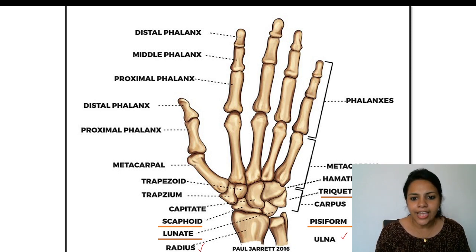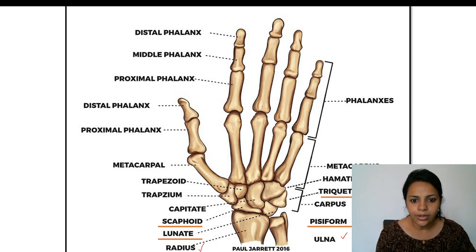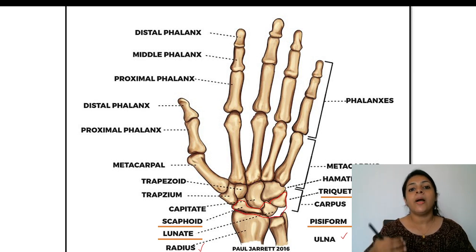Other than the radius and ulna, the next set of bones are the carpals. Carpals are 8 bones that you see over here. Among the carpals, we have proximal carpals and distal carpals. Always remember, proximal carpals are the ones towards us and distal ones are always away from us. The ones I've marked over here are the proximal carpals.